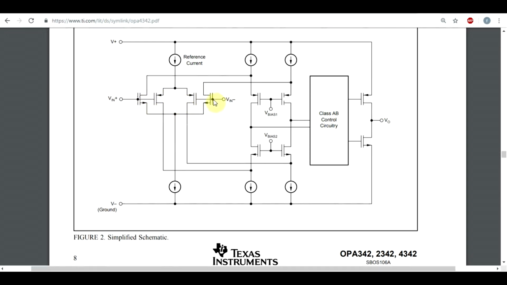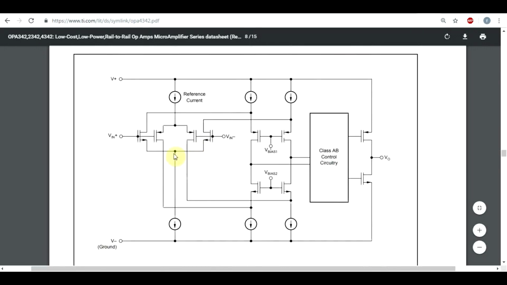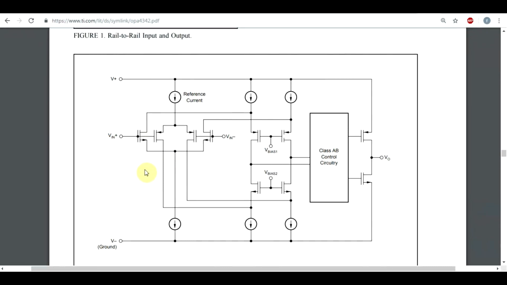So one of these stages can go to the top supply rail, one of these stages can work with the bottom supply rail, and then you just combine the output of the two stages and use that to drive your operational amplifier. So basically, the rail-to-rail input stage is achieved by combining two input stages that can go to either of the rails. And the total circuit obtained at the end can go to both supply rails.